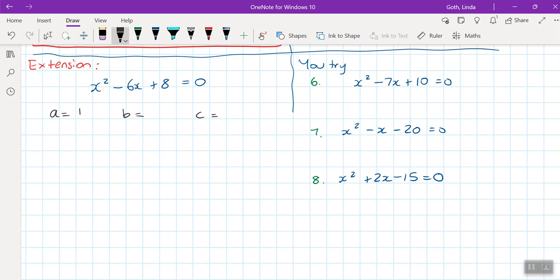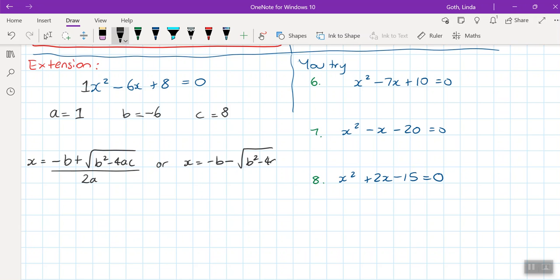This time we have A equals 1 because it's like having a 1 in front of the x squared. B this time is equal to negative 6. So we've got to be careful. We've got a negative 6 here. And C is equal to 8. So we know that our quadratic formula says that x is equal to minus b plus the square root of b squared minus 4ac all over 2a, or x is equal to minus b minus the square root of b squared minus 4ac all over 2a.